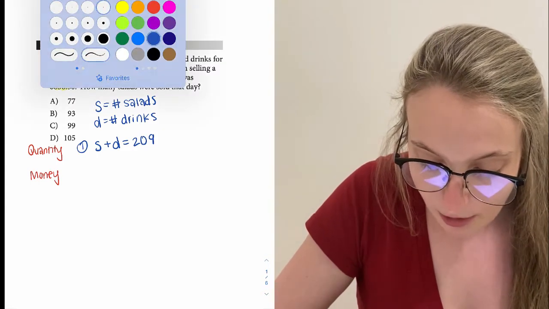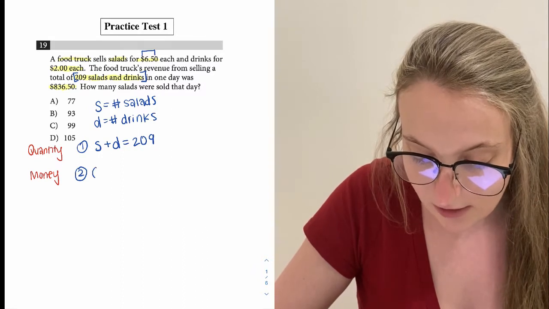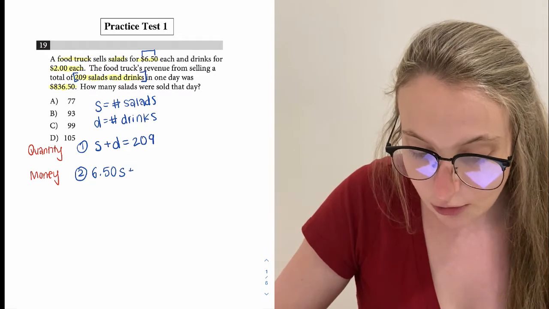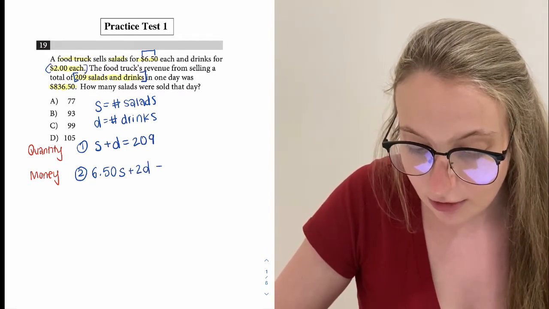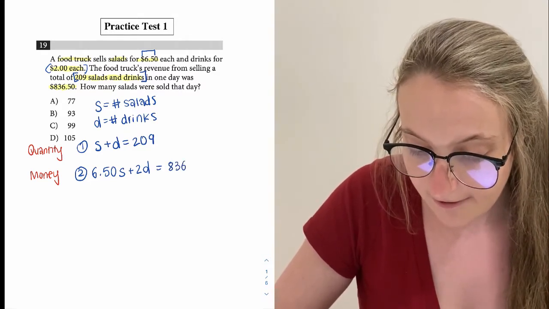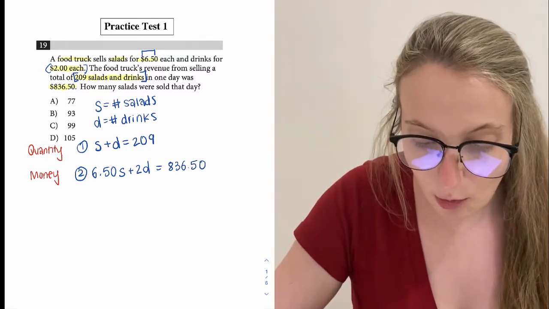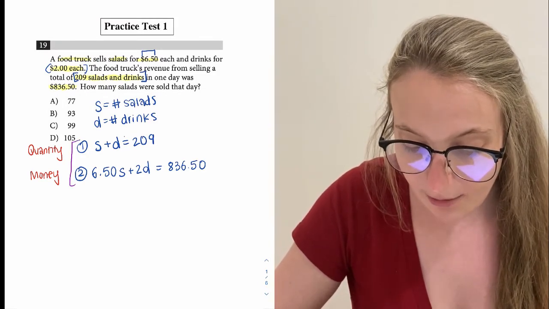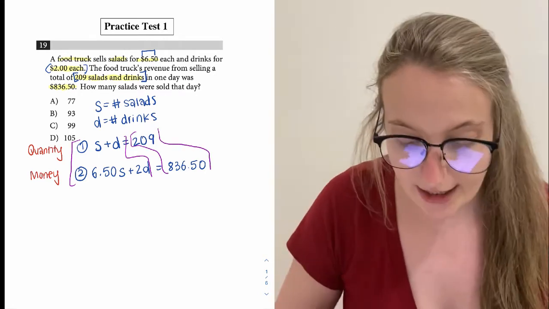So we know then when it comes to salads that each salad costs $6.50. So we know that $6.50 times the number of salads, S, plus $2 times the number of drinks, D, is equal to the total that they sold, which was $836.50. Okay, so again, we had said in a prior video that when we have all of the variables on one side right over here, and then we have all the numbers on one side over here, we're going to want to do the elimination method.